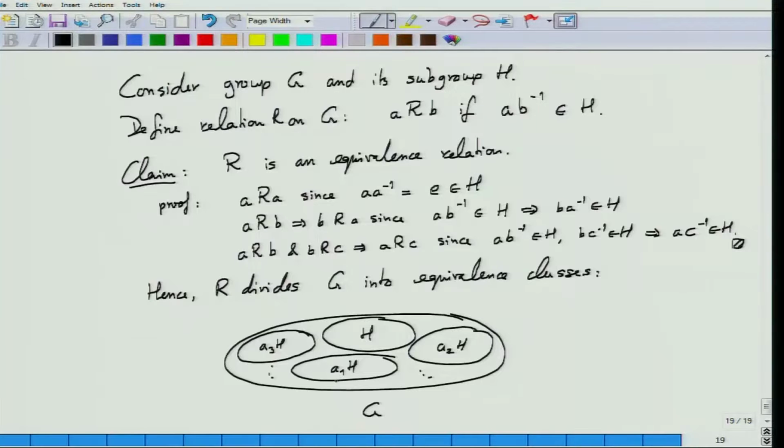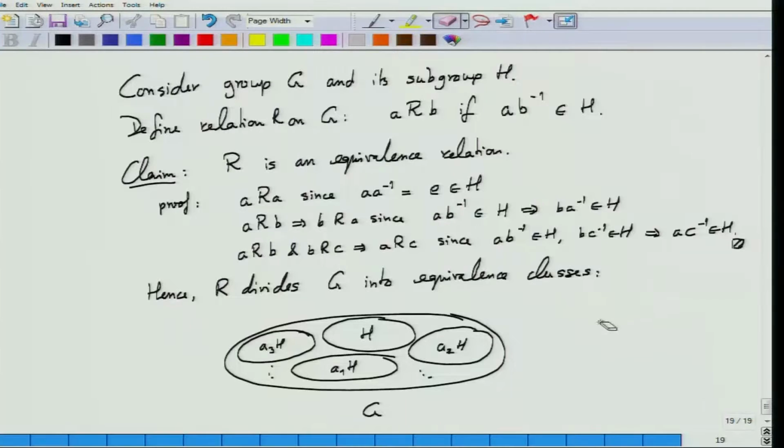Why are any two elements related? If you look at A1 H1 and A1 H2, these are two different elements in this. They must be related to be in the same equivalence class. The relationship property says A1 inverse H1 H2 inverse. Why are elements in A1H in the same equivalence class? That is a question. So, take two elements in A1H, call them A1 H1 and A1 H2.